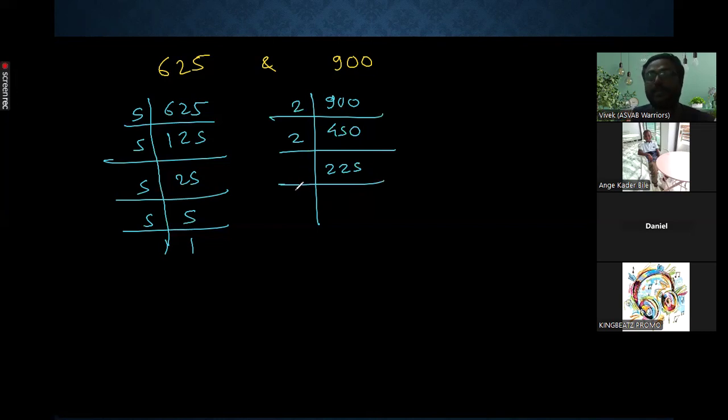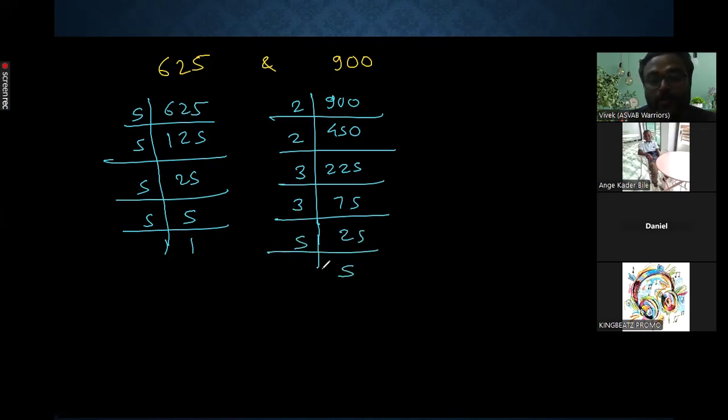Can you divide this number by 3 now? Yes, so divide this by 3. 75. 75 can again be divided by 3. What do we have? 25. Divide 25 by 5. What do we have again? 5.